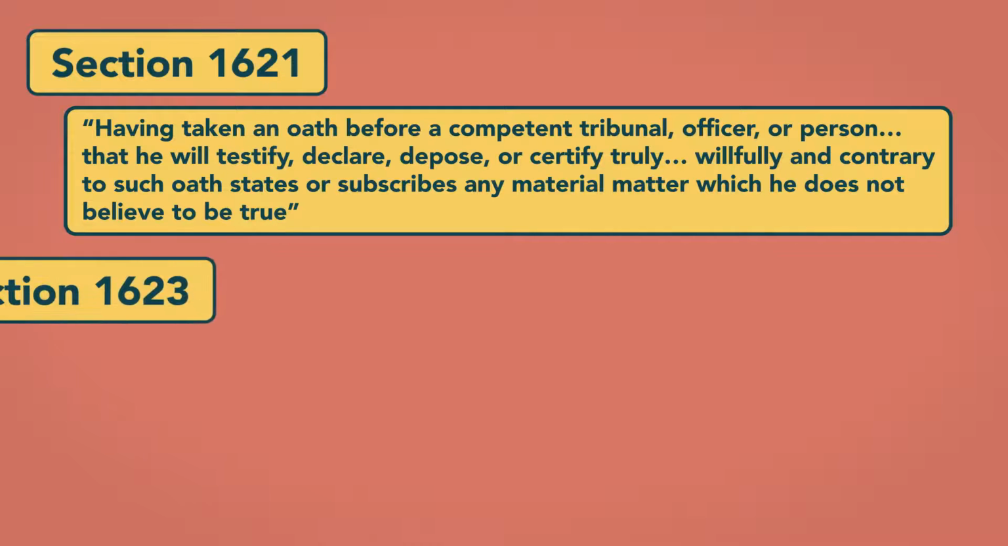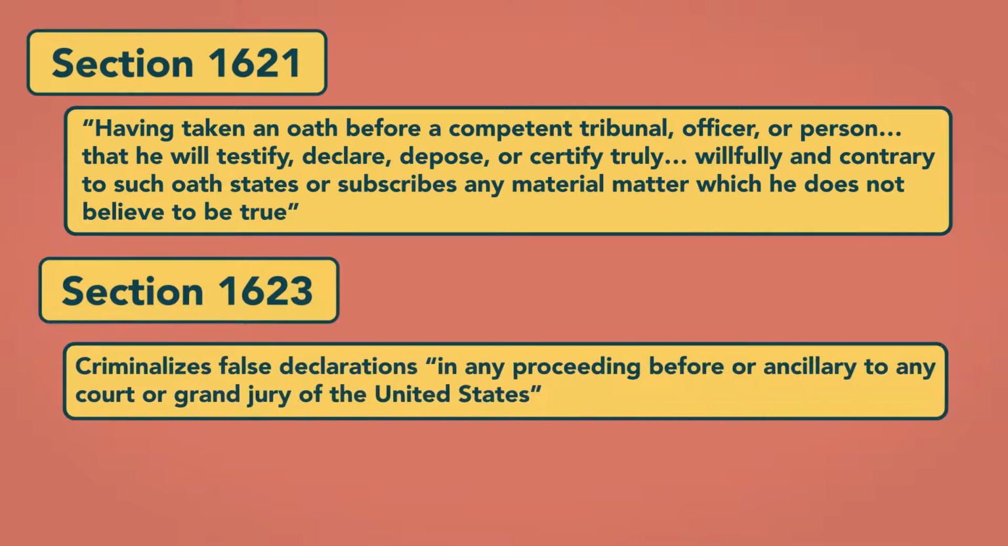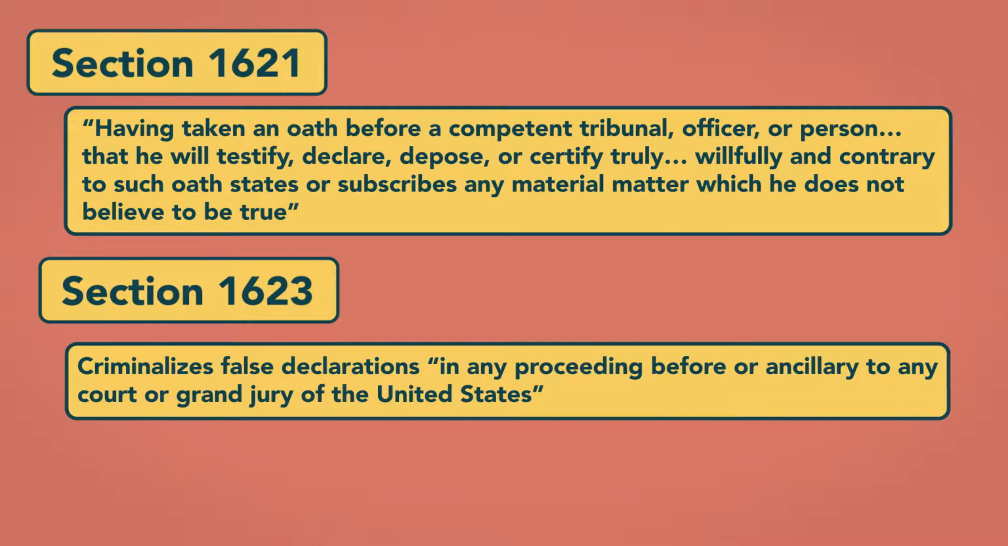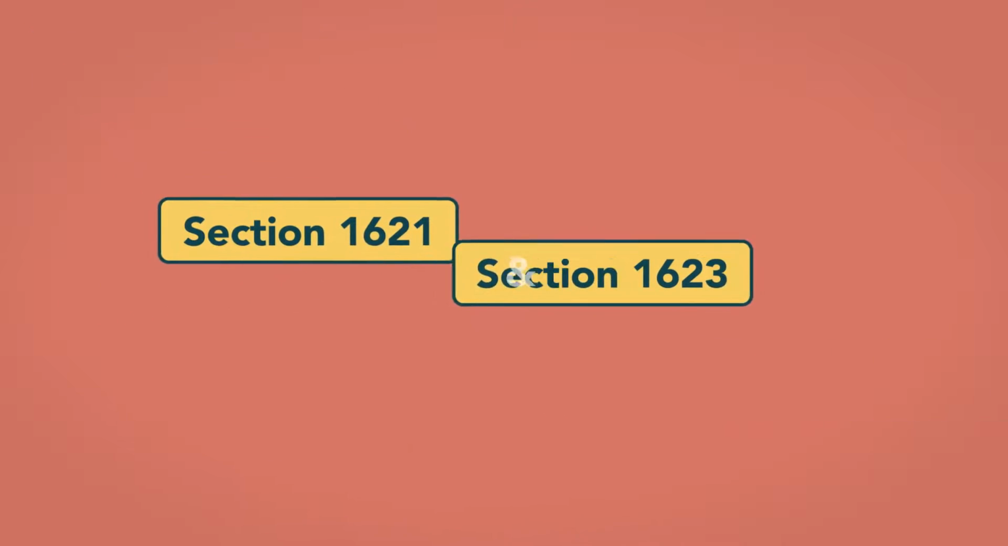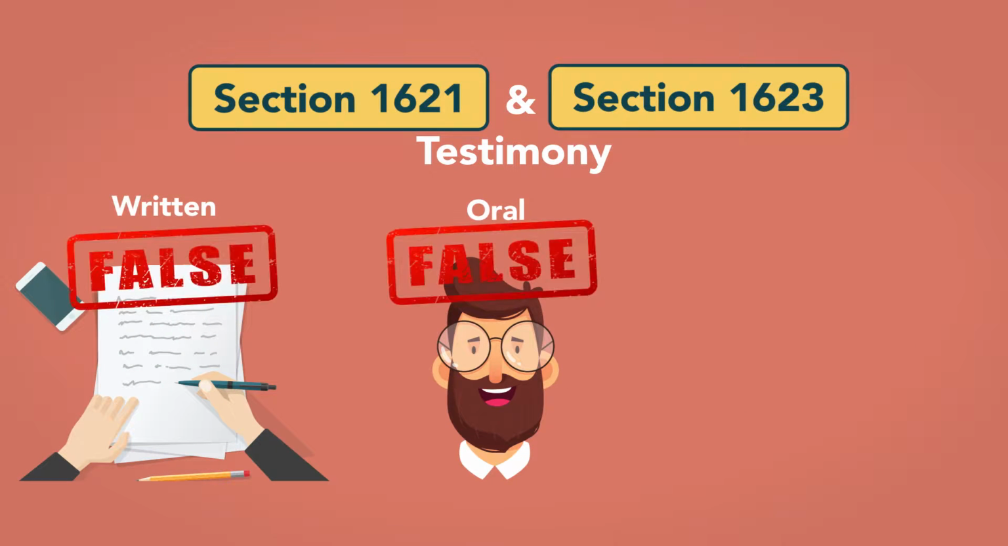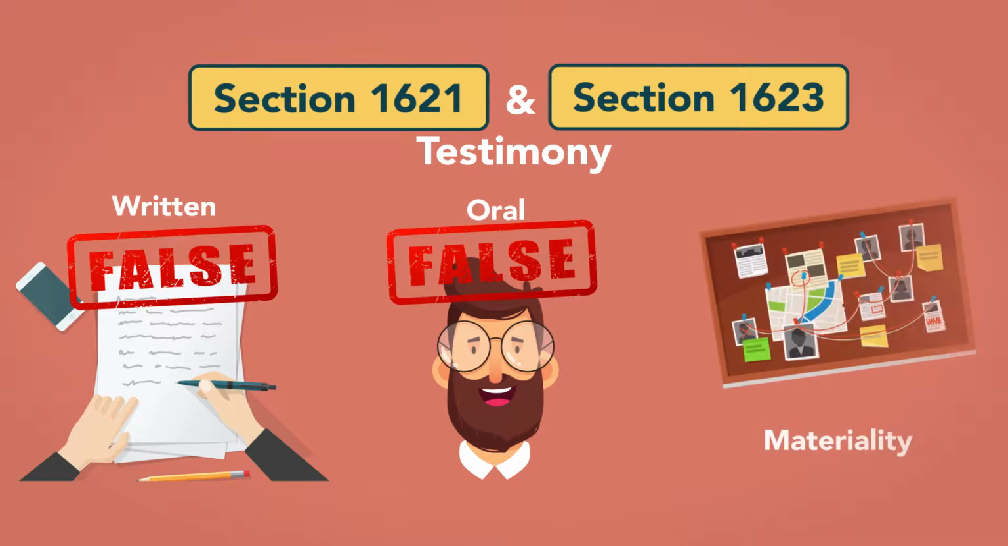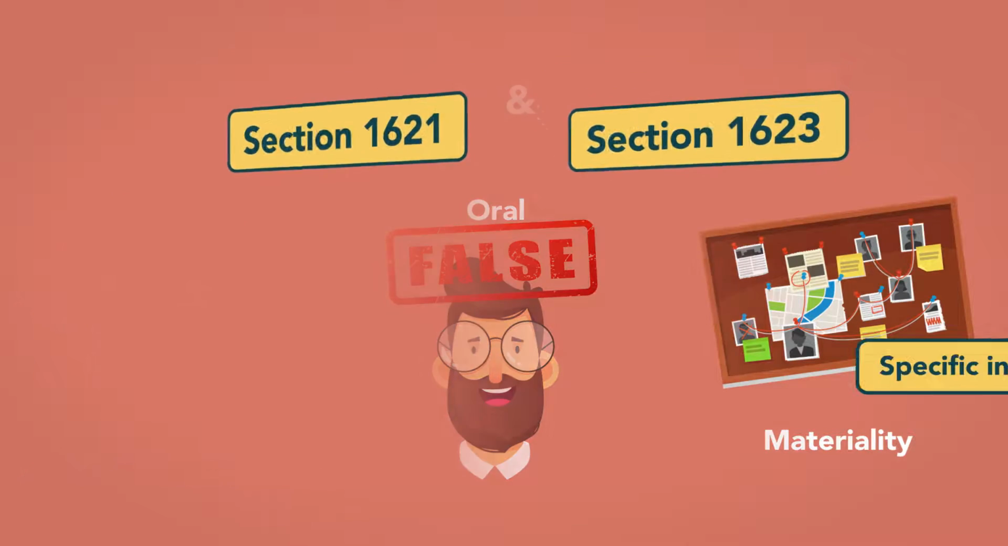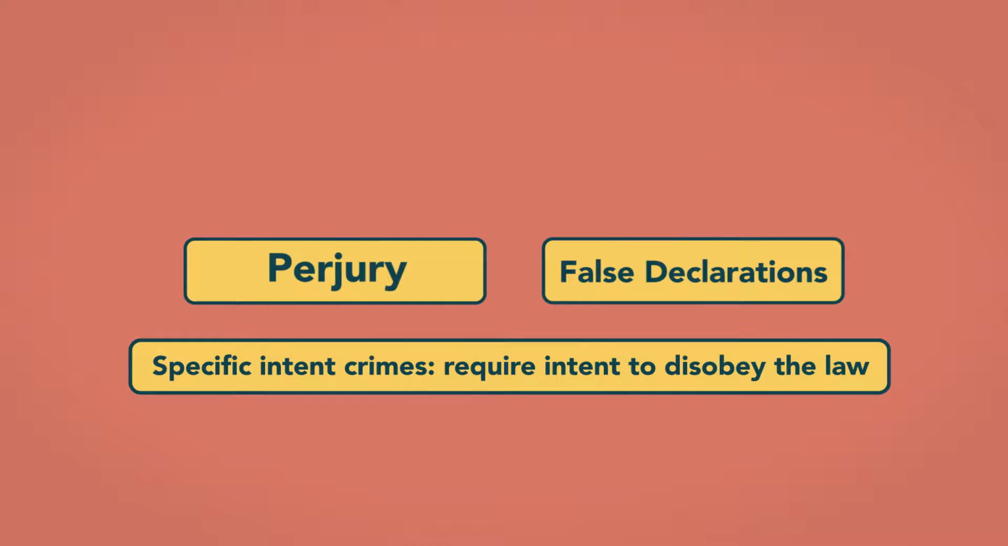Similarly, Section 1623 criminalizes false declarations in any proceeding before or ancillary to any court or grand jury of the United States. Both crimes require testimony, which can be written or oral, that is false at the time it is made, and both require materiality, which means that the statement is significant. These are specific intent crimes, requiring intent to disobey the law.